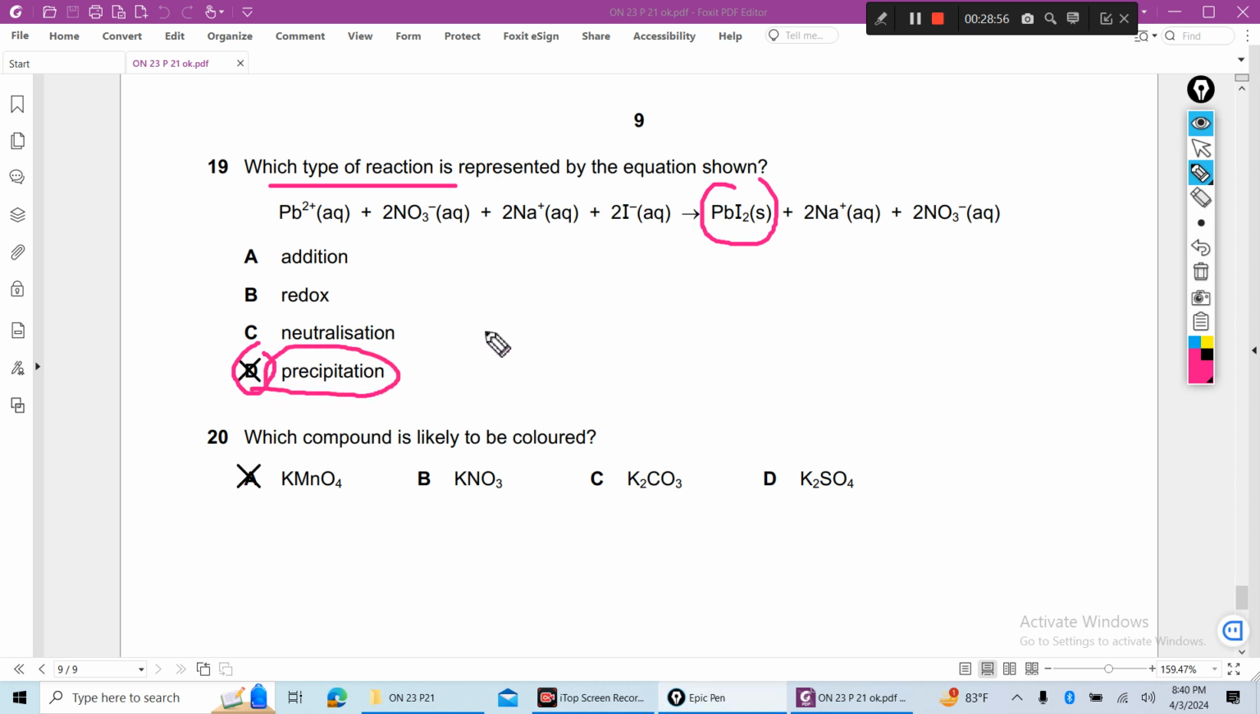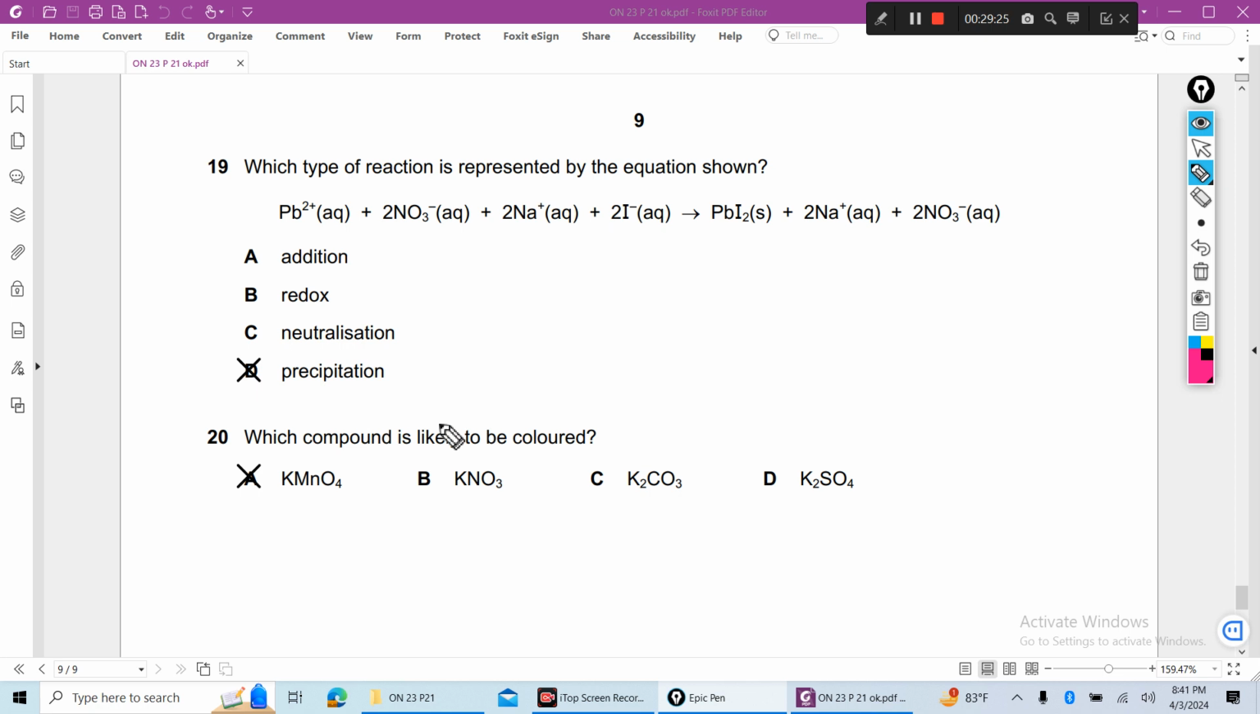What is a precipitation reaction? If reacting molecules react to form a solid or precipitate, that reaction is known as a precipitation reaction. So in this reaction, lead ion reacts with iodide ion, lead iodide solid is produced as a precipitate. So this is a precipitation reaction. No, A is wrong, not redox, not neutralization.